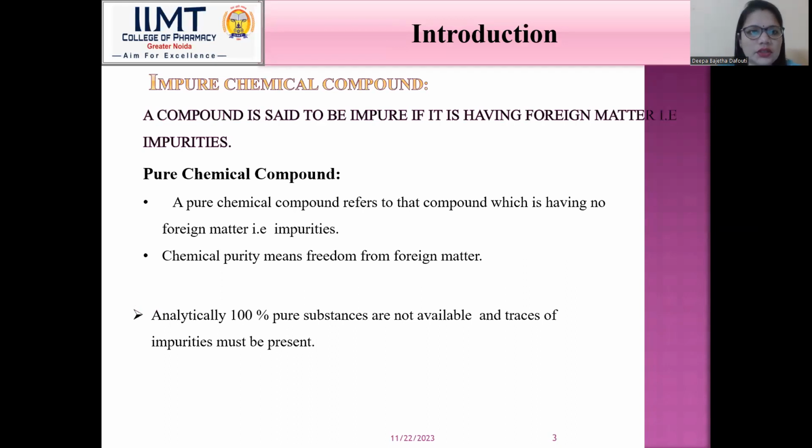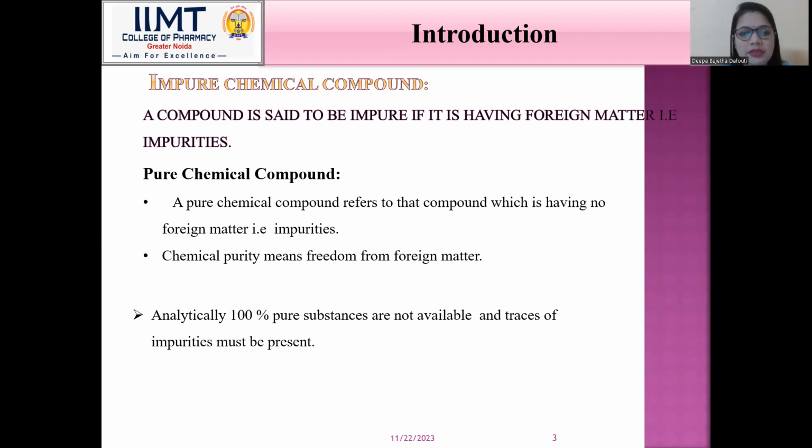So, an introduction to impure chemical compounds. What are impure compounds? A compound is said to be impure if it has foreign matter, that is, impurities. Any foreign particle present in a substance makes it an impure chemical compound. So what is a pure chemical compound? A pure chemical compound is one which has no foreign matter, that is, impurities. Chemical purity means freedom from foreign matter.